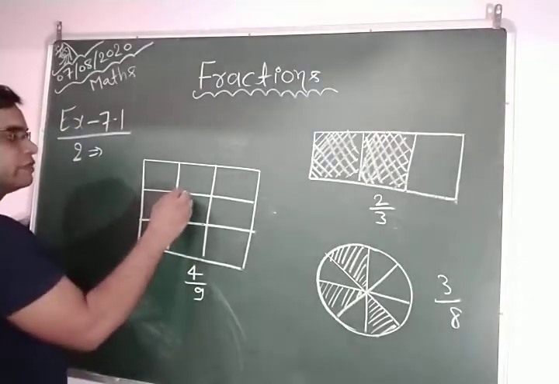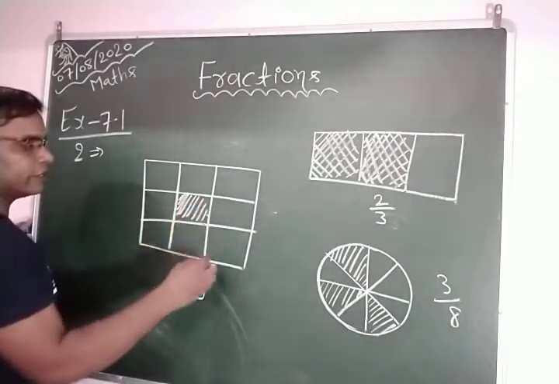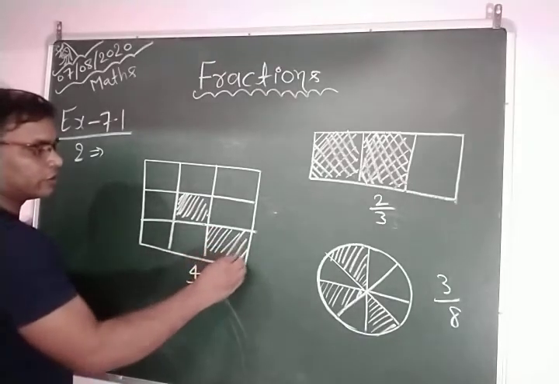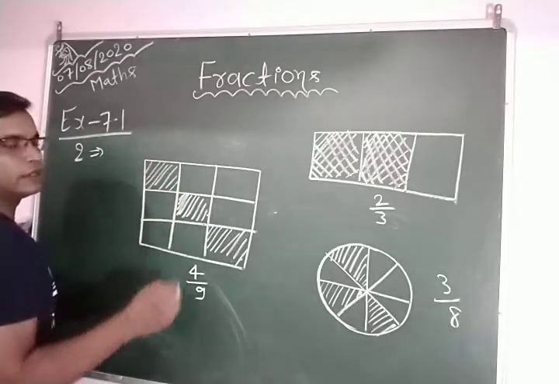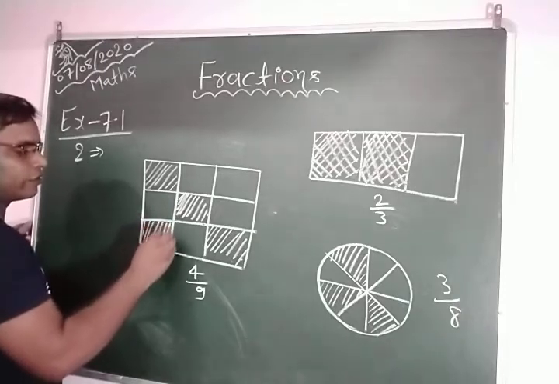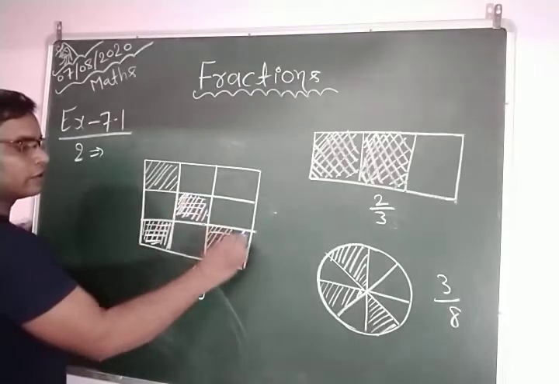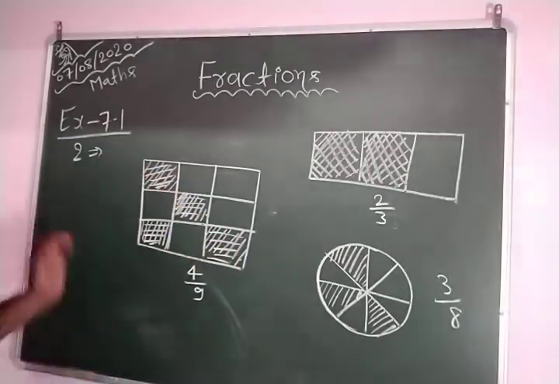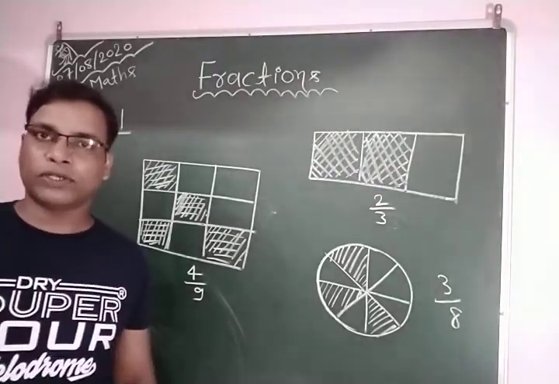So we color here the first part, 1. This is 2. This is 3. We can color any 4 parts, and this is 4. So this question is very easy. I hope all of you understood.